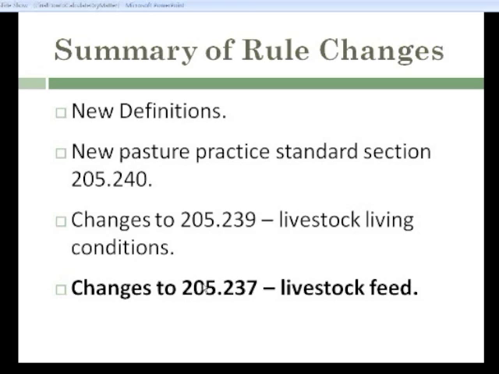The pasture rule is added into several sections of the rule, and I just want to go through these briefly. First of all, there are a whole lot of new definitions in the definitions section of the rule, and I'd encourage you to read that section.